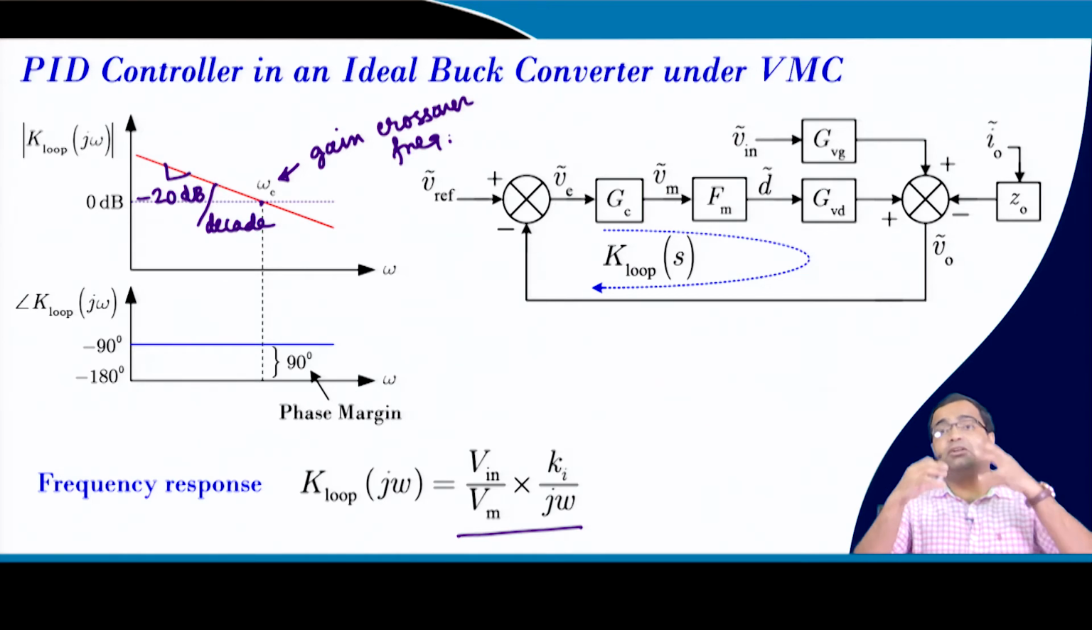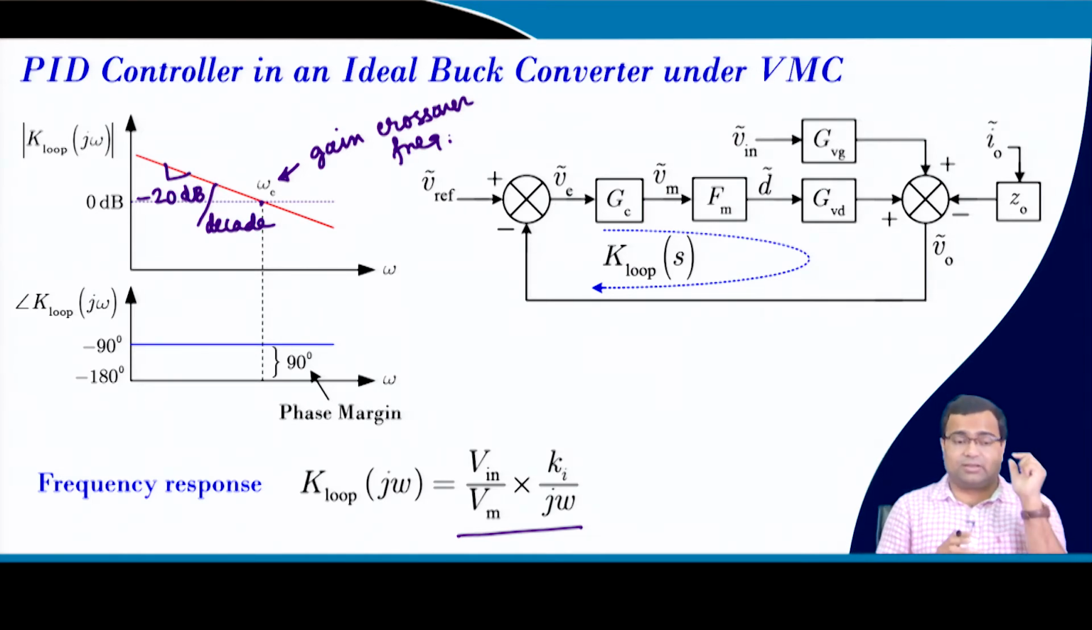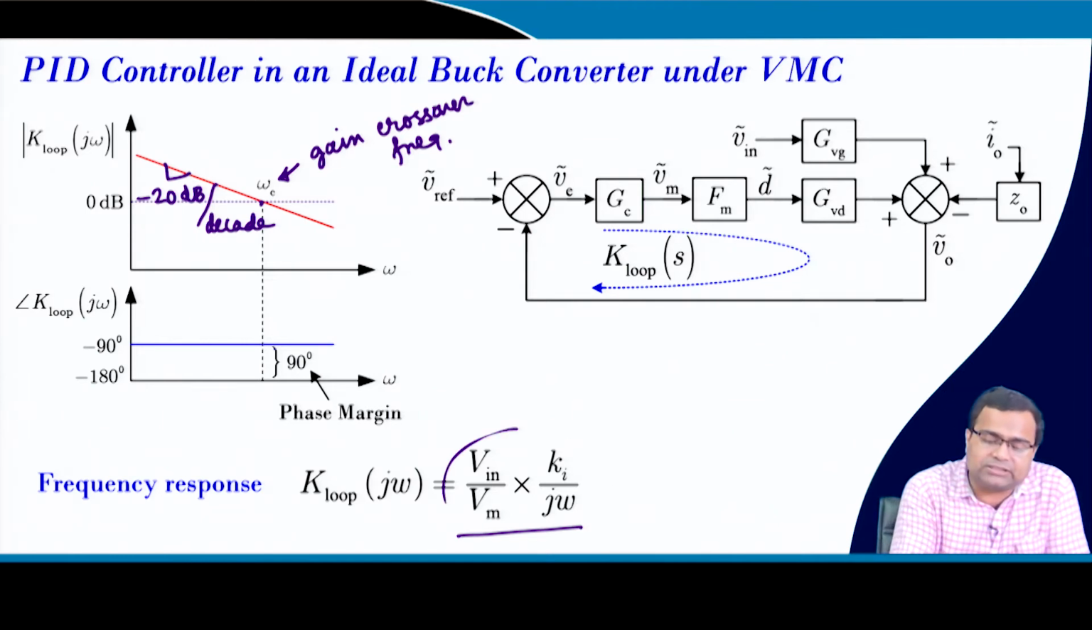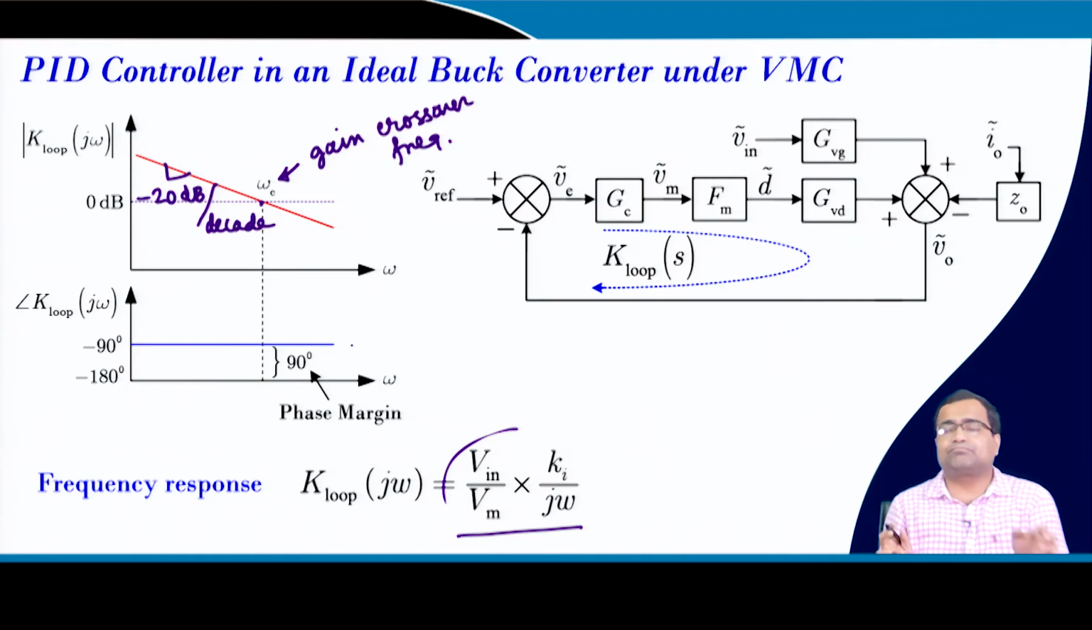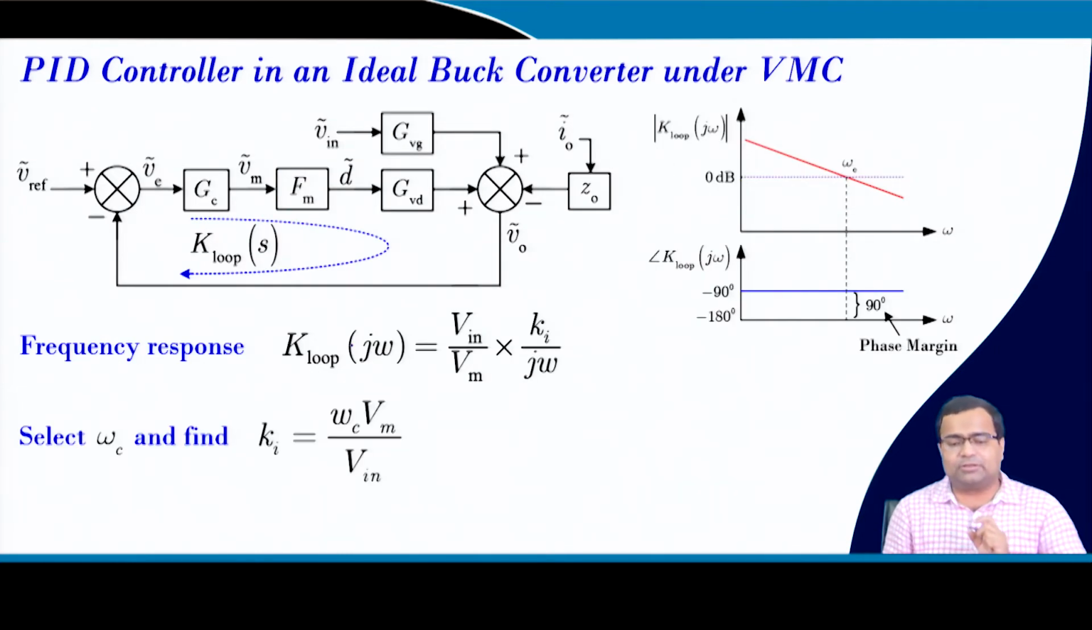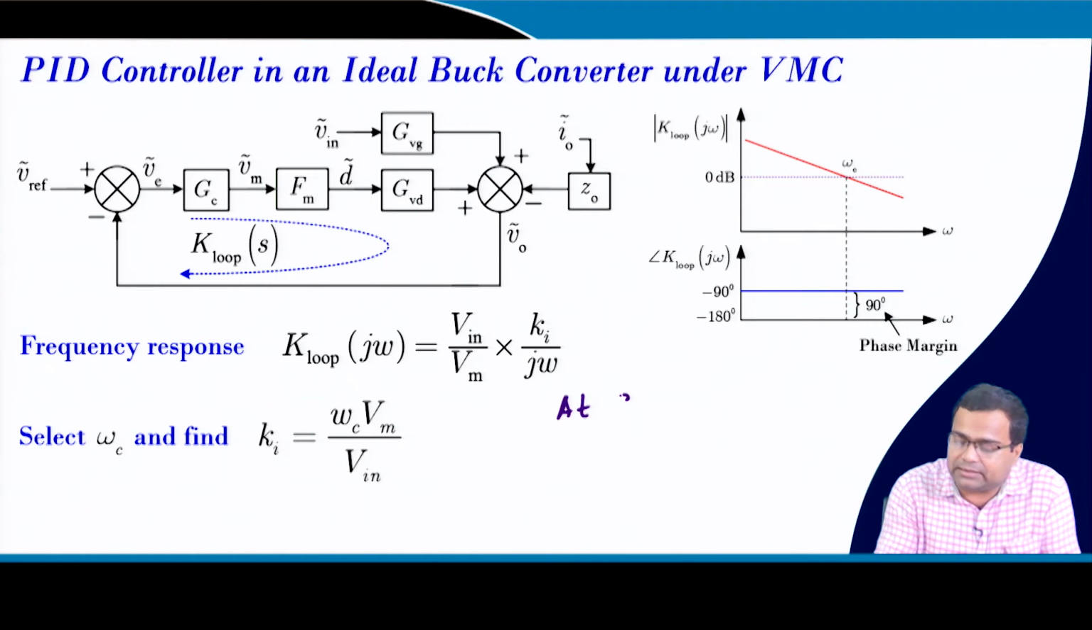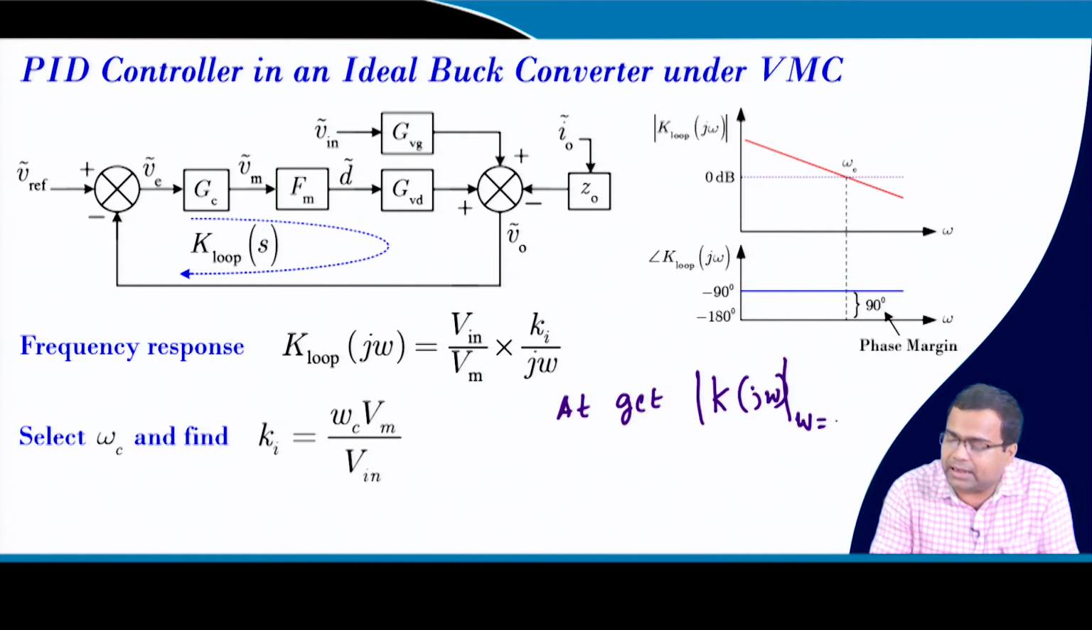And this will be actually the closed loop bandwidth, the gain crossover frequency. Since it is a first order system, with only a single pole, this will lead to a 90-degree phase margin. So the closed loop will also be a first order system. That means, at the gain crossover frequency, our K(jω), if I take the amplitude, it is unity.